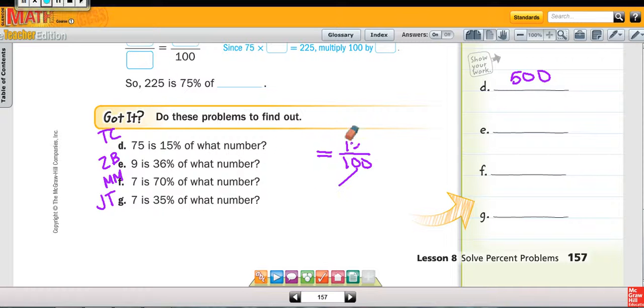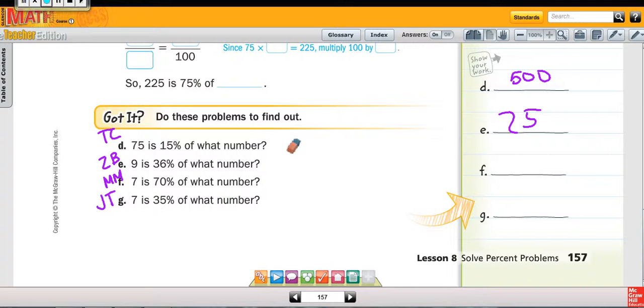Zach, show us the letter E. So I did 36% on top of 100 because it says 9 is 36% of what number. So then I did 9 over here because it says is. What do you put between those two? And then I divided by 4 to get the 9. And then we have to do the same to the bottom. And I got 25 for my answer. How many agree with Zach and got 25? Very good.